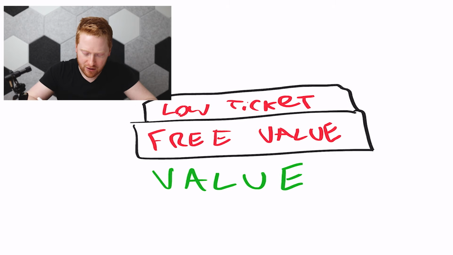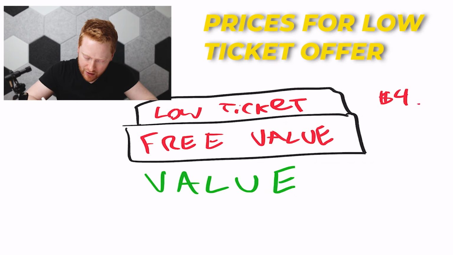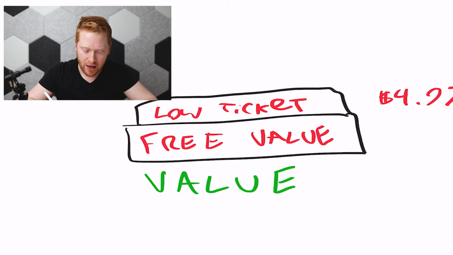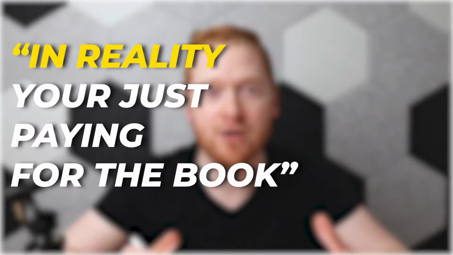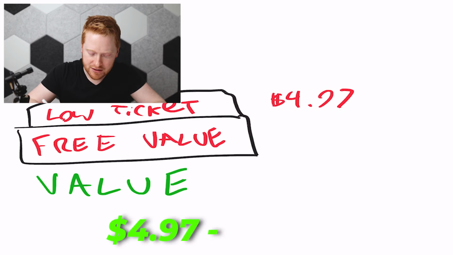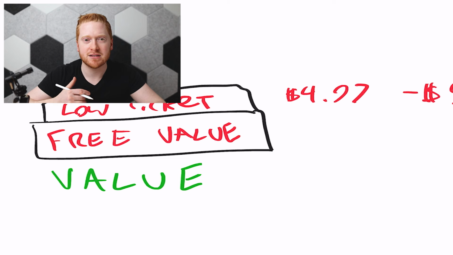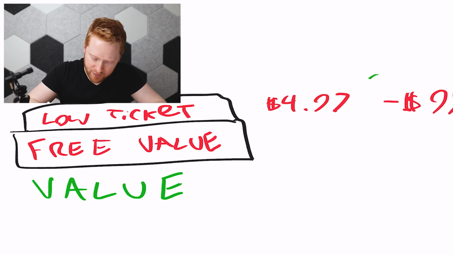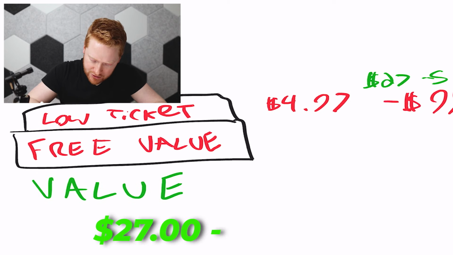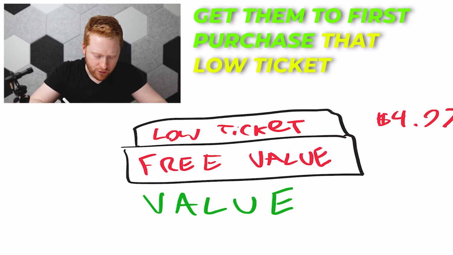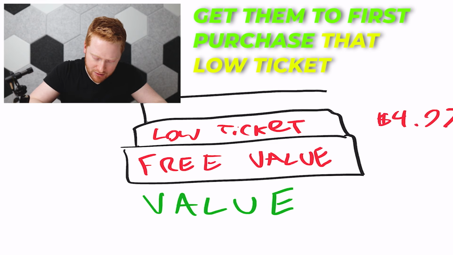So prices for low ticket offers are typically anywhere from like a $4.97, and yes, that's $4.97. This is the kind of thing where you see people charging for PDFs, or they'll send you a physical book and you just cover the shipping, when in reality you're actually paying for the book. $4.97 to like a $99. What we found works really good for us and a lot of my clients, a sweet spot is $27 to $48.